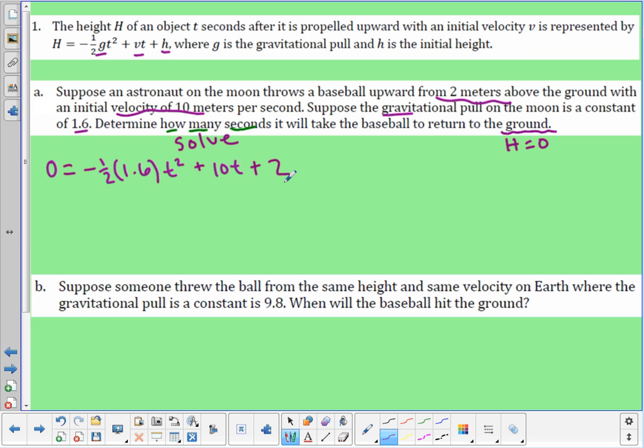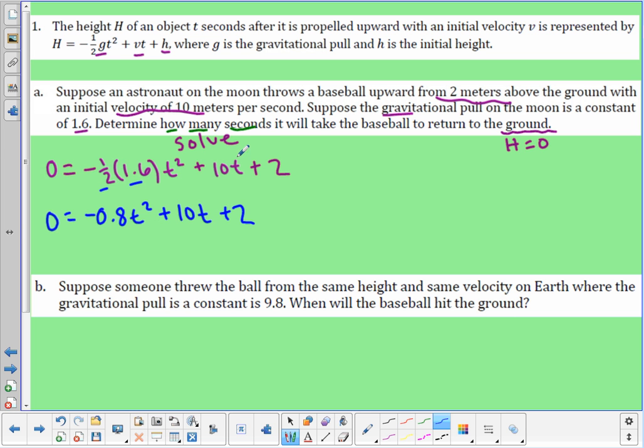Okay, so there's my equation. Right away, I recognize that I have these two things that are being multiplied together. So I'm going to go ahead and take care of those because that makes my life a little bit easier. Well, negative 1/2 times 1.6 is negative 0.8. So I have negative 0.8t squared plus 10t plus 2. That's the equation that I'm working with, and that's the thing that I want to solve.